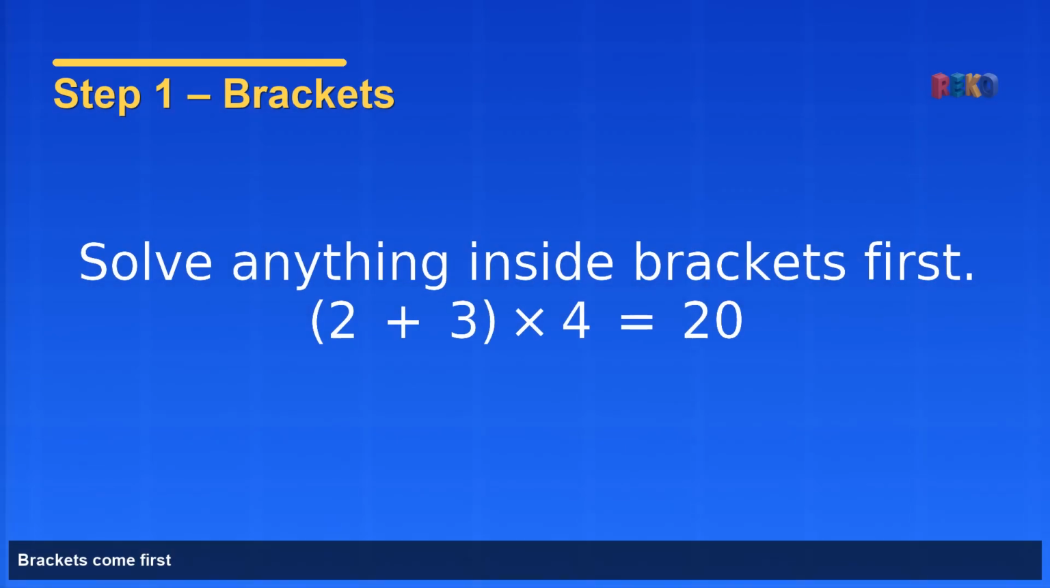We always begin with brackets. They tell us which part of the calculation must be done first. Anything inside brackets takes priority before powers, division, or addition. For example, in 2 plus 3, all inside brackets multiplied by 4, we first calculate 2 plus 3 to get 5, and then multiply by 4 to get 20. Brackets control the structure of the whole expression and make your working clear.